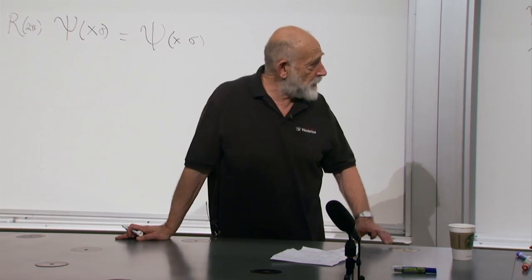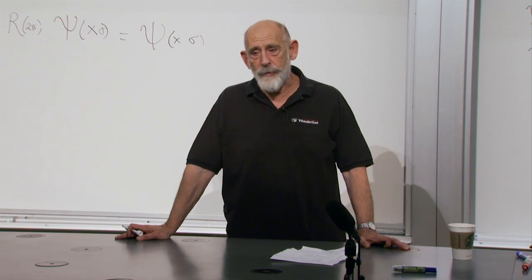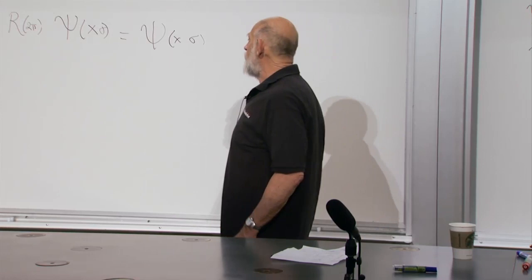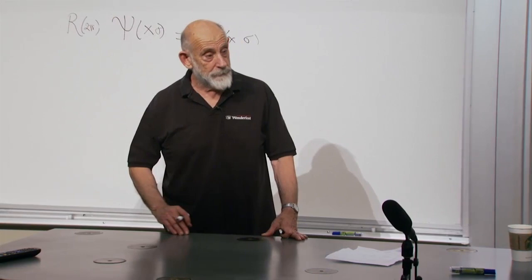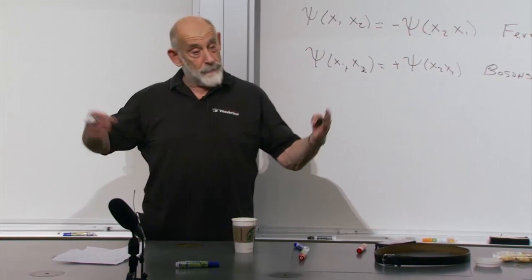If all we require is that probabilities and expectation values don't change, then it's possible that when you rotate by 2 pi, you pick up a phase. Again, could be a plus or minus one. It could be a plus or minus one. Might even be some weird phase, but there's the possibility that a phase could be in here.